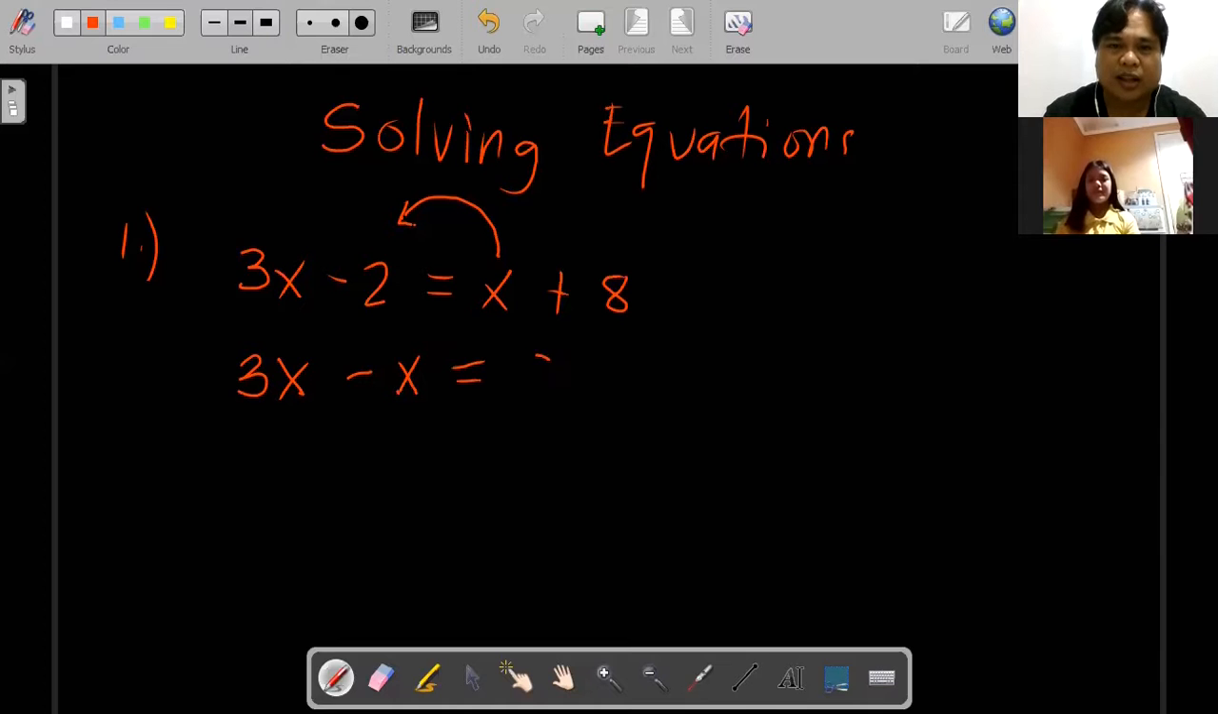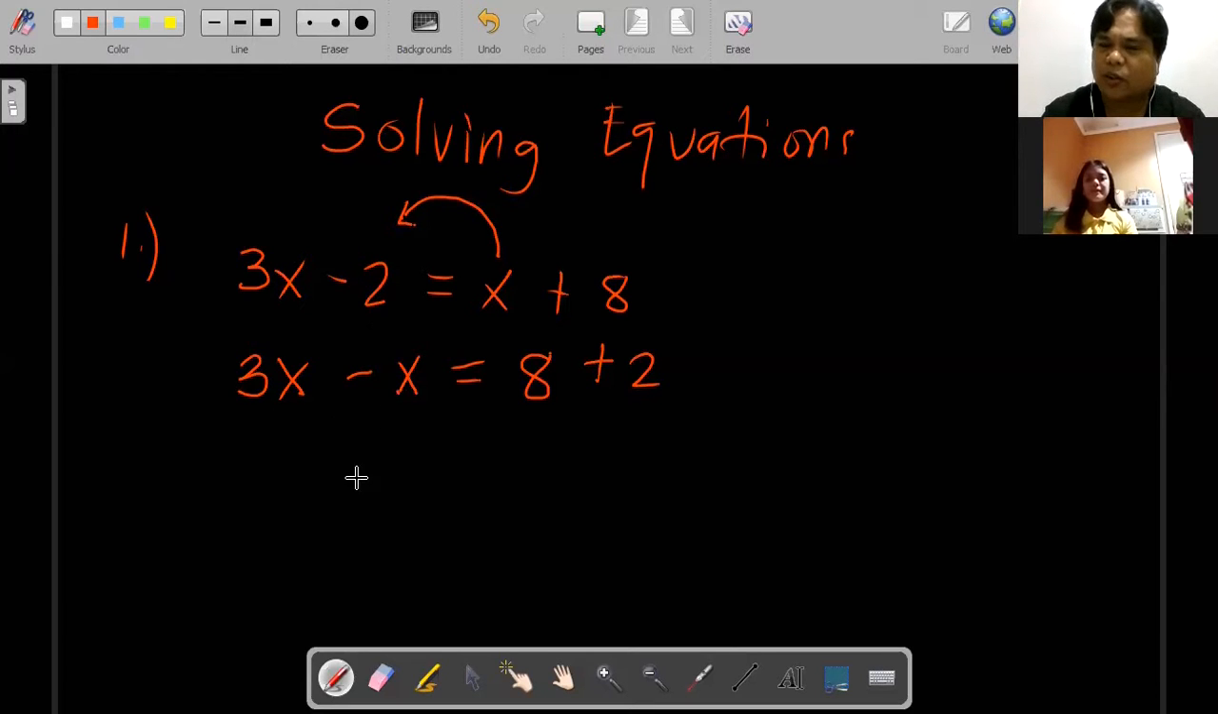Is equal to, and then you have 8. No need to change anything about the 8. And then, yes, the 2 becomes plus 2. Why? Because from here, it's minus 2. When you transfer it to the other side of the equation, it becomes plus. Get it? Positive.